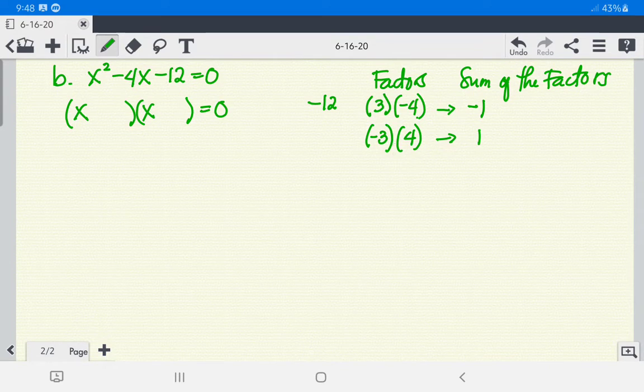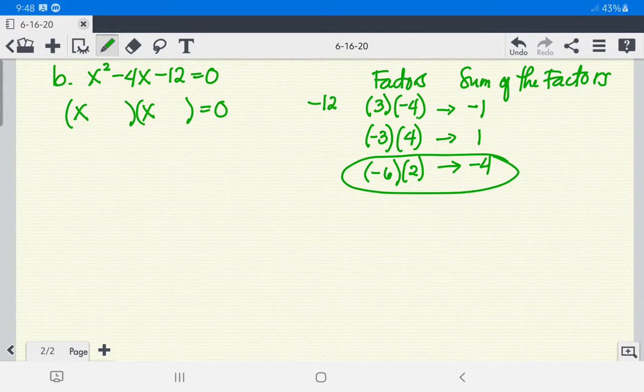Next, factors, let's say we have negative 6 and then 2. So, this is trial and error method. We have negative 6 plus 2, that is negative 4. Okay, so we're going now to get the factors negative 6 and positive 2. Actually, you can write it like x plus 2 and then x minus 6. So it's okay, any of the two arrangements will do.